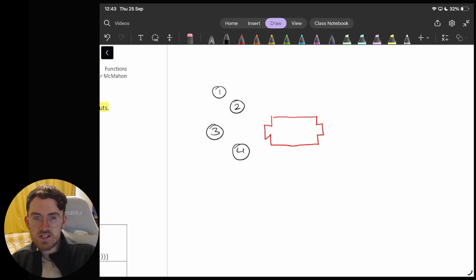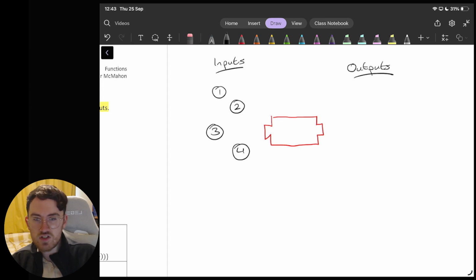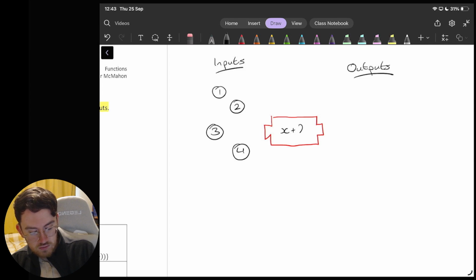I'm going to take these numbers, put them into the machine, and get a result out of the machine. So these are my inputs, and then I'm going to have outputs as well. The idea is that the machine has a certain rule. Let's just say that for this machine, it's x plus 2, where x is what we put into it, if you like.